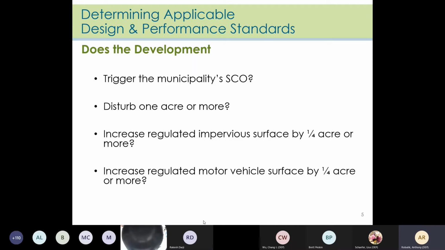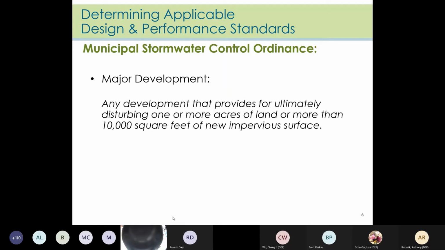Even if the 1/4 acre major development trigger isn't in your municipality's ordinance, remember the 1/4 acre increase in motor vehicle surface is also the trigger for when water quality is required. So this municipality did adopt a slightly different definition of a major development than what is mandated in the MS4 permit. They included the 1 acre of disturbance, but they also include anything that creates more than 10,000 square feet of new impervious surface. So that's just about a 1/4 acre. It looks like they decided to use round numbers, but both are the triggers for major development in this municipality.